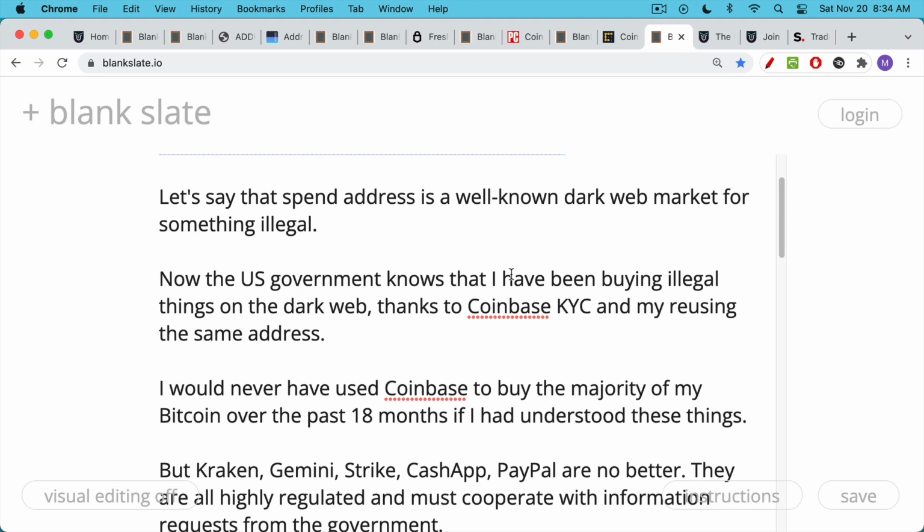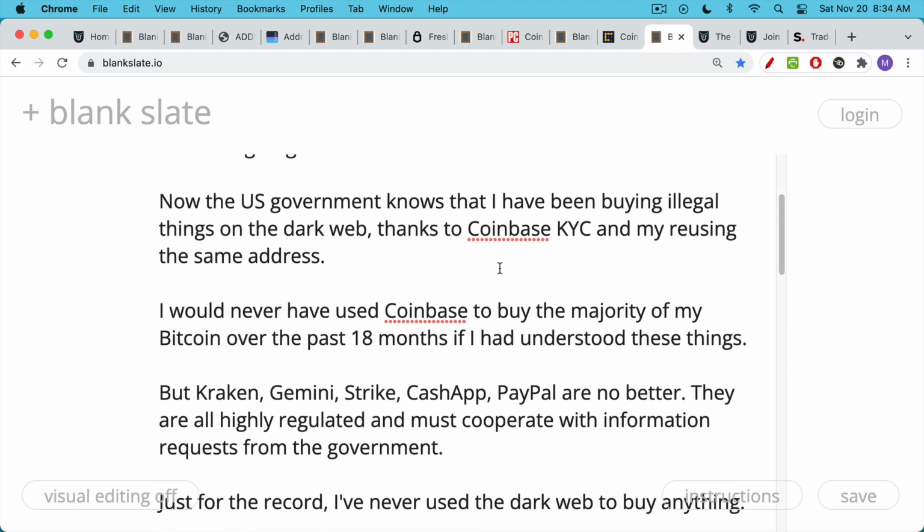I don't know if it's on a need-to-know basis or they're just constantly selling it to make money. But now the U.S. government knows how much Bitcoin I own, at least at that particular address. They know my personal information that's linked to that address. And they now know that I've been buying illegal things on the dark web, thanks to my reusing the same Bitcoin address and also buying KYC Bitcoin.